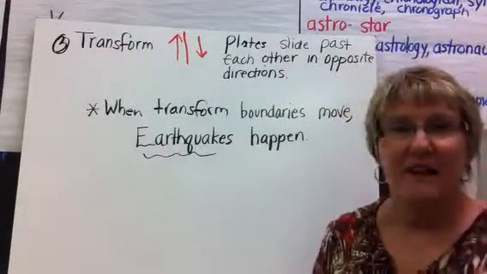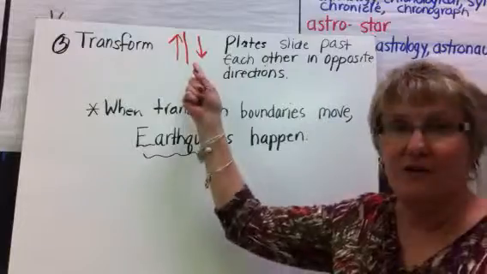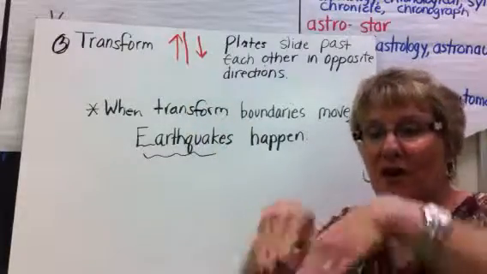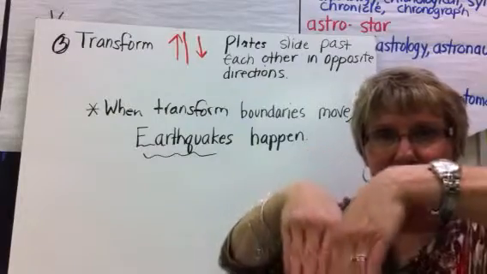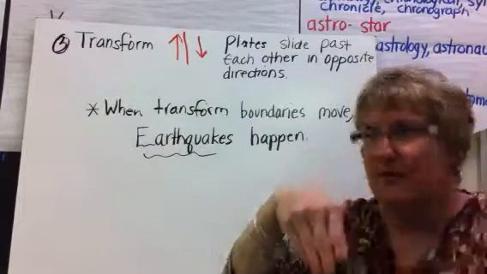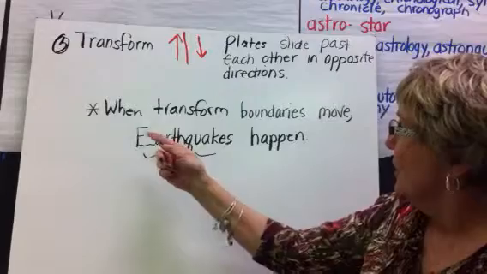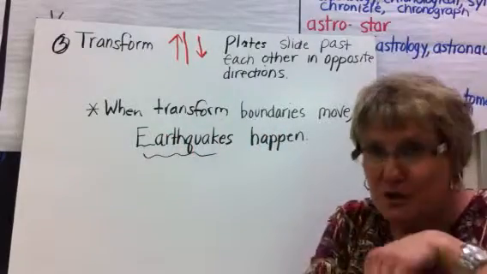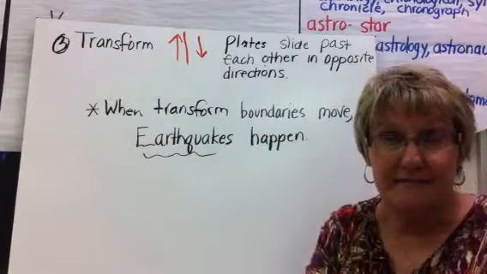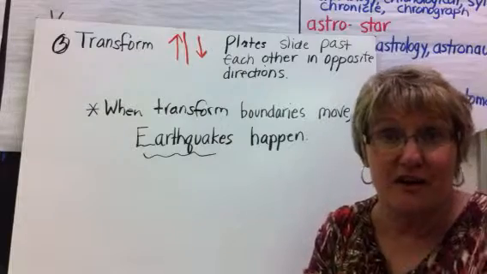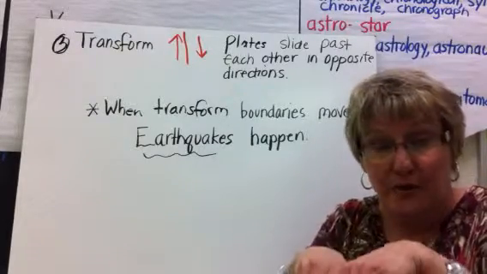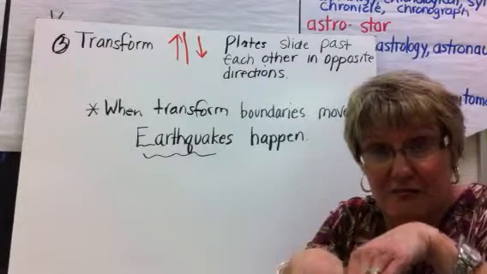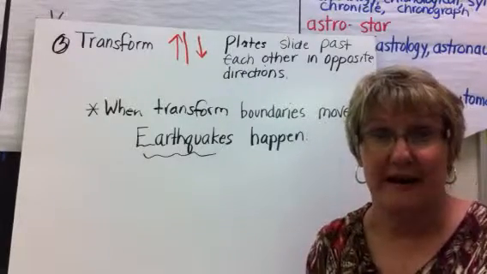Okay, the last type of boundary is the transform boundary, and that's when the plates are sliding past each other in opposite directions. They just slide past each other in opposite directions. Now, when transform boundaries move, earthquakes happen. The San Andreas Fault in California, I believe I mentioned that to you. It is a transform boundary. When there's movement there, there's an earthquake.